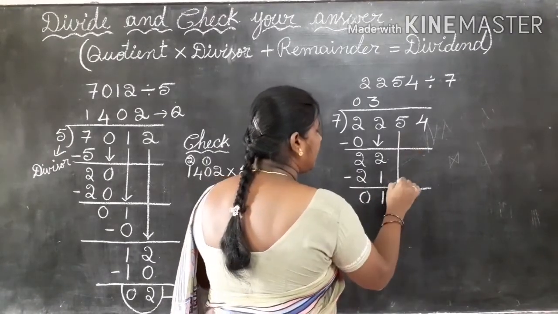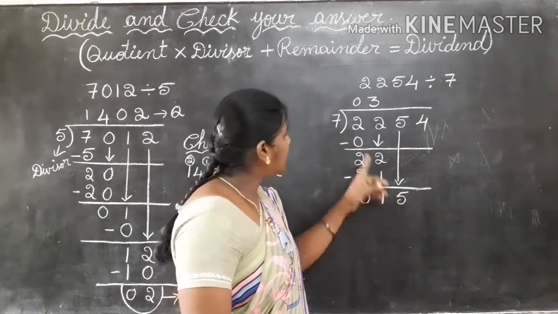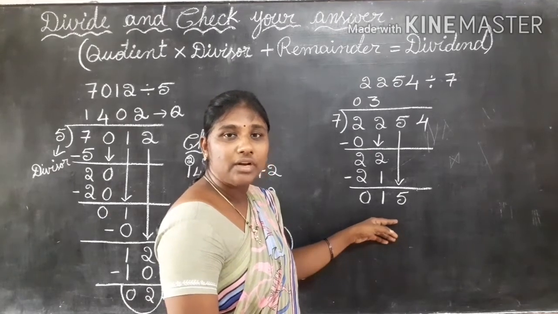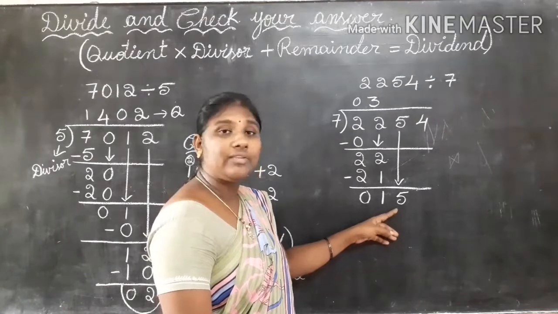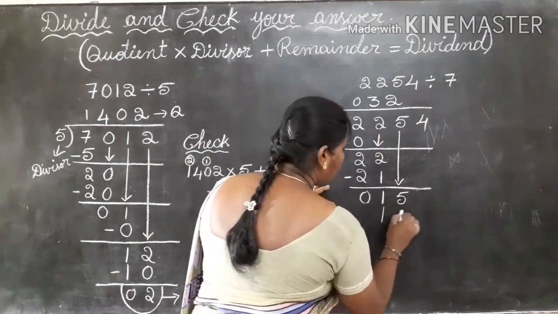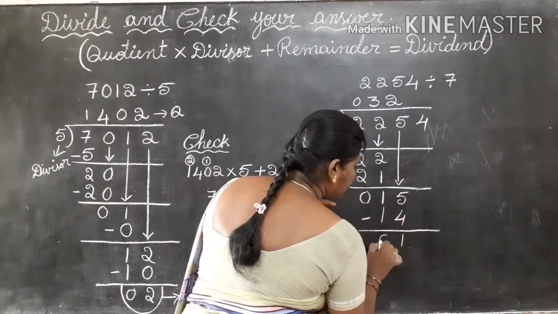Next we have to take here 5, so 15. In the 7 table, 15. 7 ones are 7, 7 twos are 14, 7 threes are 21. 21 is more than 15. So we have to take 7 twos are 14. 15 minus 14, 1.